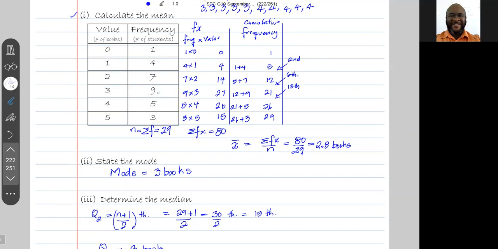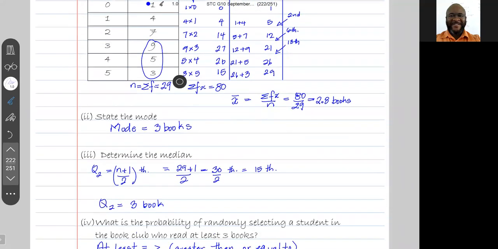These 9 students read 3. These 5 students read 4, which is more than 3. And these 3 students read 5, which is also more than 3. So how many students read 3 or more than 3 books in total? It is 9 plus 5 plus 3, that's 17 students.